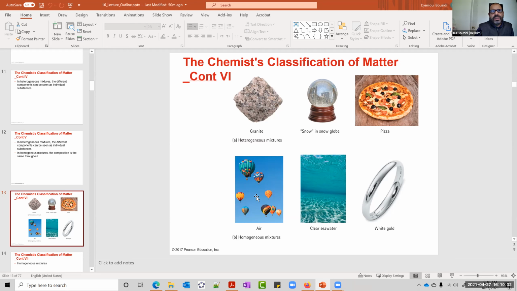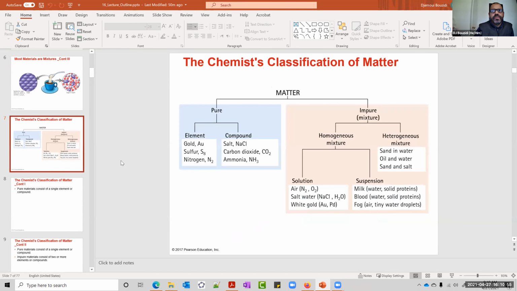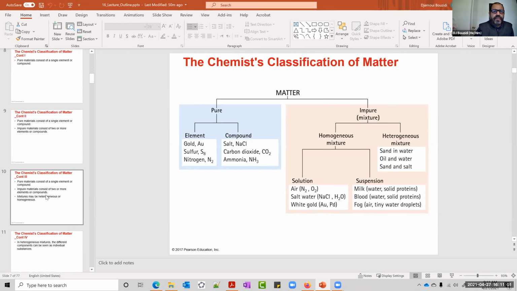So again, in this case, it's homogeneous because you have mainly oxygen and nitrogen in the air. Okay. Same thing with seawater. It has salt in it actually. And for you, it looks the same every which way. And the same thing, white gold, which is a combination of palladium and gold itself, okay?